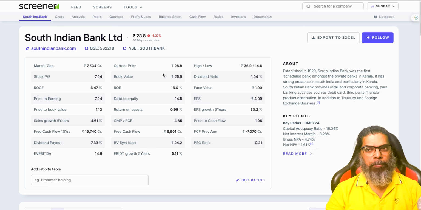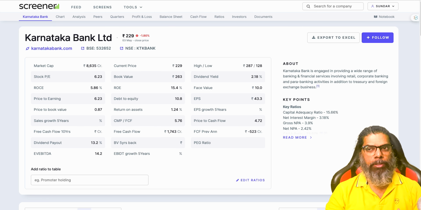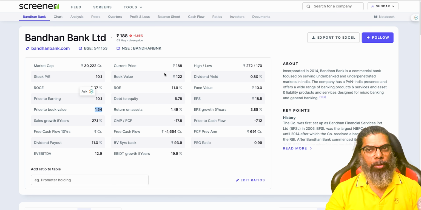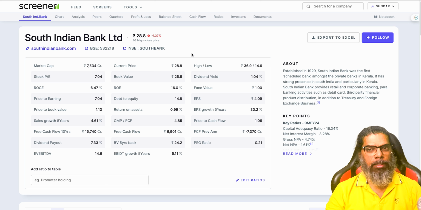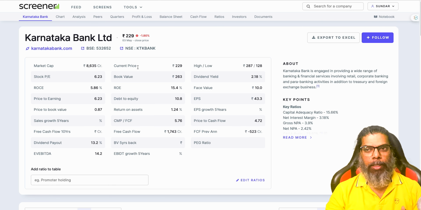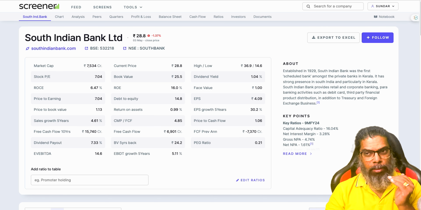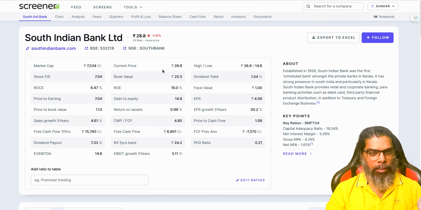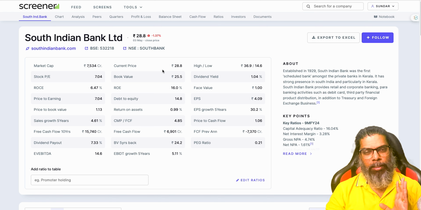See, even though the current price is less, 28.8, Karnataka Bank is 229, and Bandhan Bank is 188. So your current market price doesn't matter, right? Its price to book value is 1.13, which is more than 1. It's a bit more expensive than Karnataka Bank. If you see the price, Karnataka Bank looks higher, but South Indian Bank is the cheaper-looking one, because the market price will not give clarity about whether the stock is cheap or overvalued.